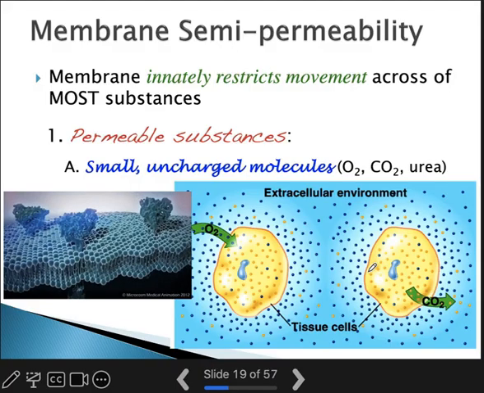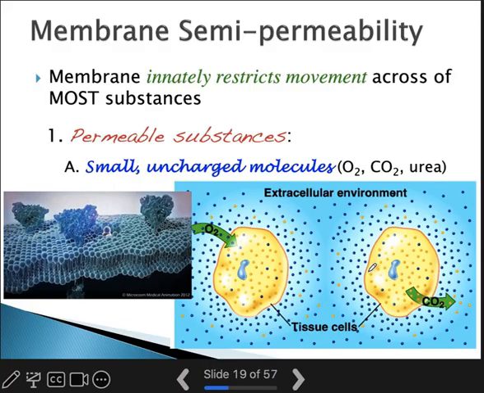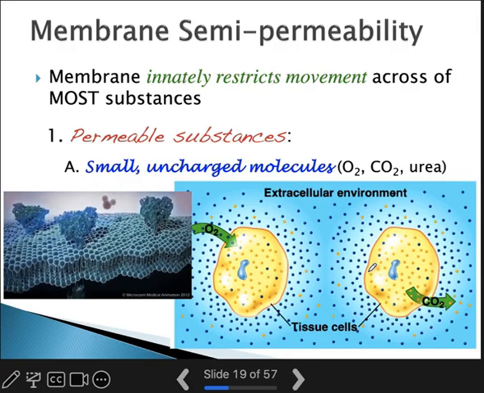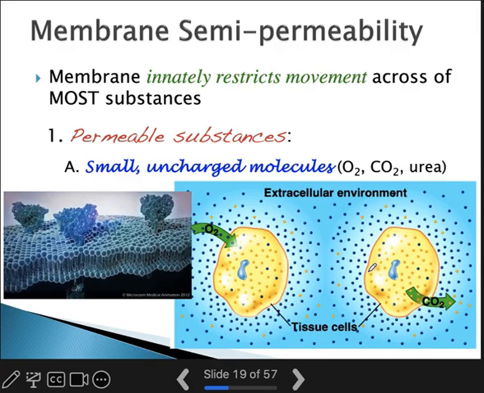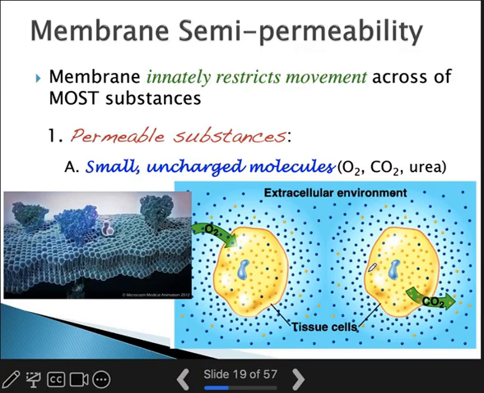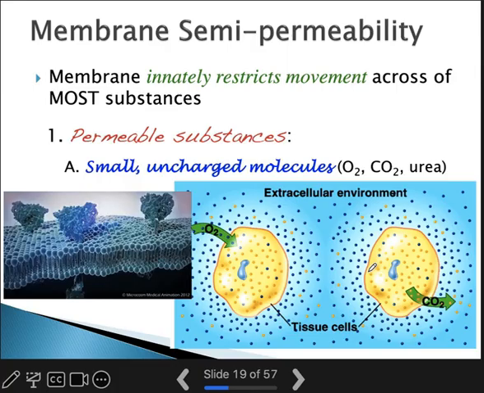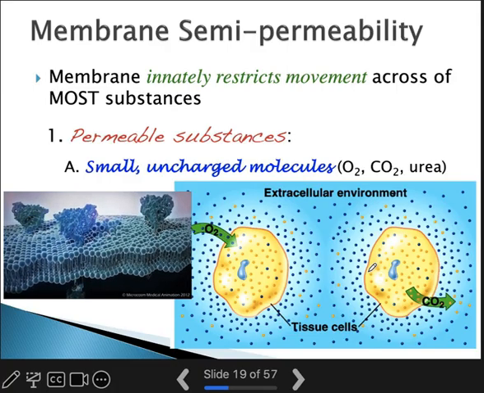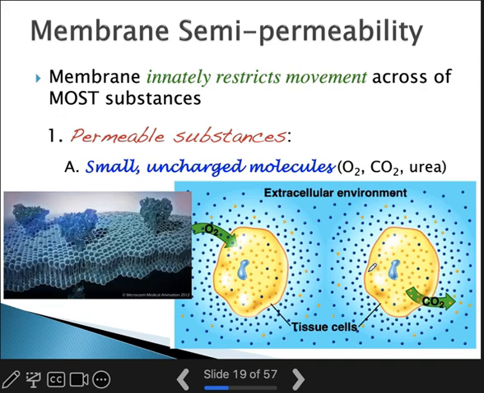Again, remember, the cell membrane will be the beginning of the identity of the cell. So the cell needs to be able to regulate what comes in or out of it. And the beginning of being able to do that starts with the cell membrane's phospholipids. So the membrane innately, just because of the phospholipid structure, is going to restrict the movement of most substances.